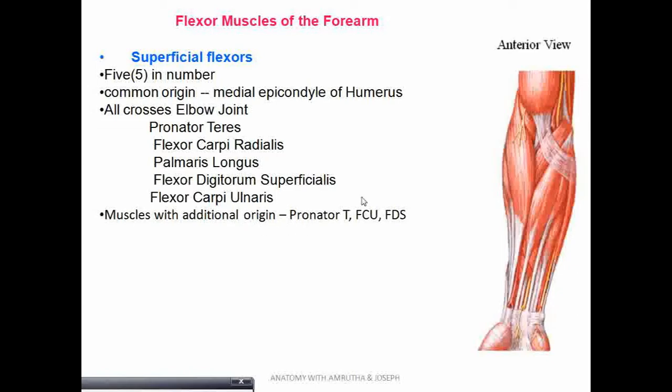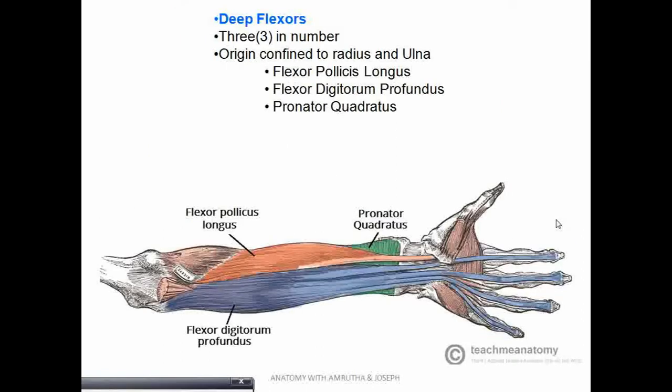Now, muscles with additional origin. We have seen that the muscles originate from the medial epicondyle of the humerus, but there are some muscles which have some other origin. They are pronator teres, flexor carpi ulnaris, flexor digitorum superficialis. There are three deep flexors. When the superficial muscles are removed, the deeper muscles can be seen. They are flexor pollicis longus, flexor digitorum profundus, which is lying deep to flexor digitorum superficialis, and pronator quadratus, which is lying almost horizontally.